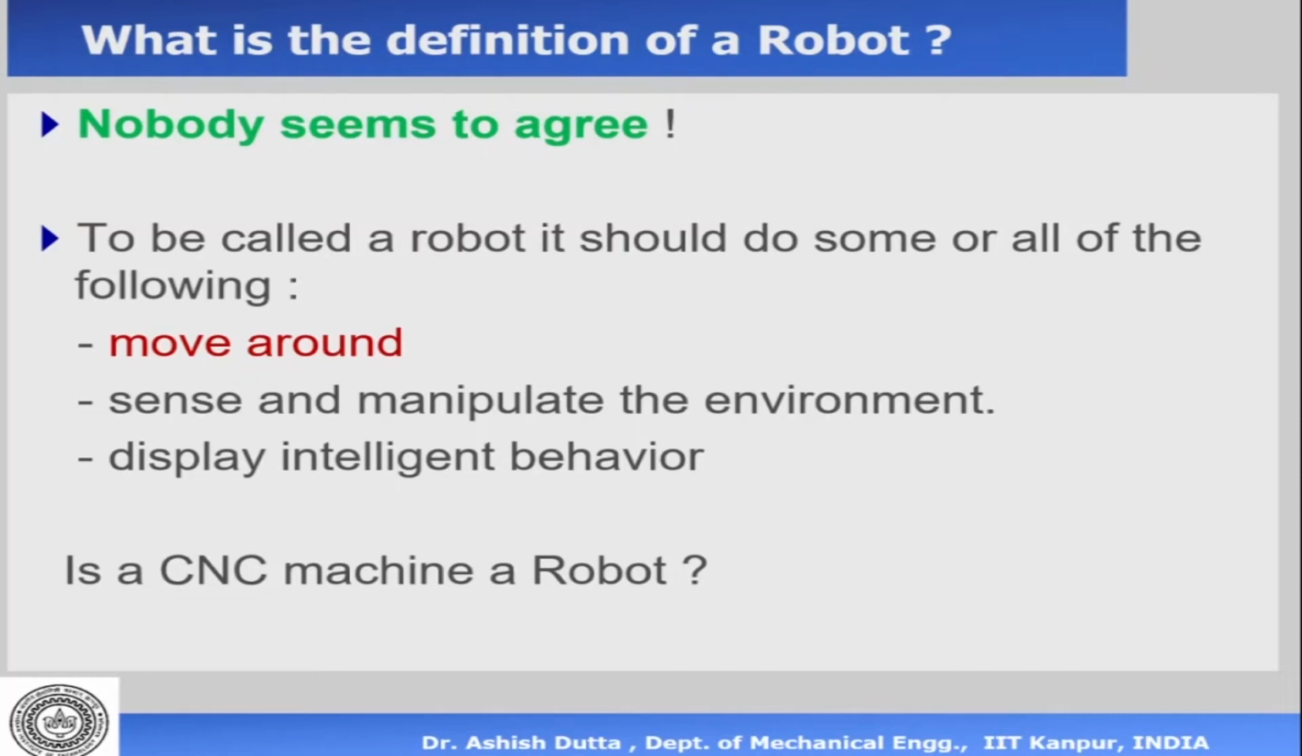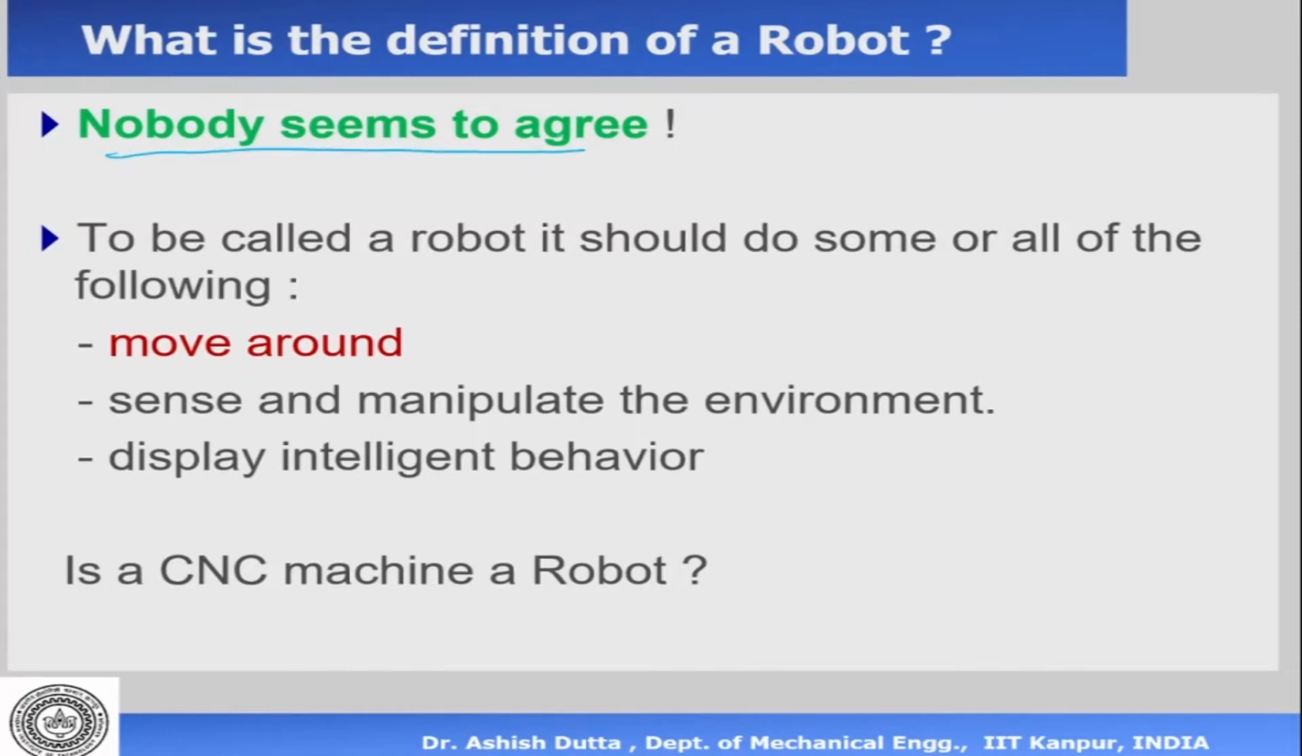Now what is the definition of a robot? Now that's interesting, because nobody seems to agree. Why? Because students would like to say they're working on robotics. Industries would like to say their product is a robot. It sells better. Okay, it sounds better. So everybody would like to call their product a robot. So what is a robot actually? Nobody seems to agree on that.